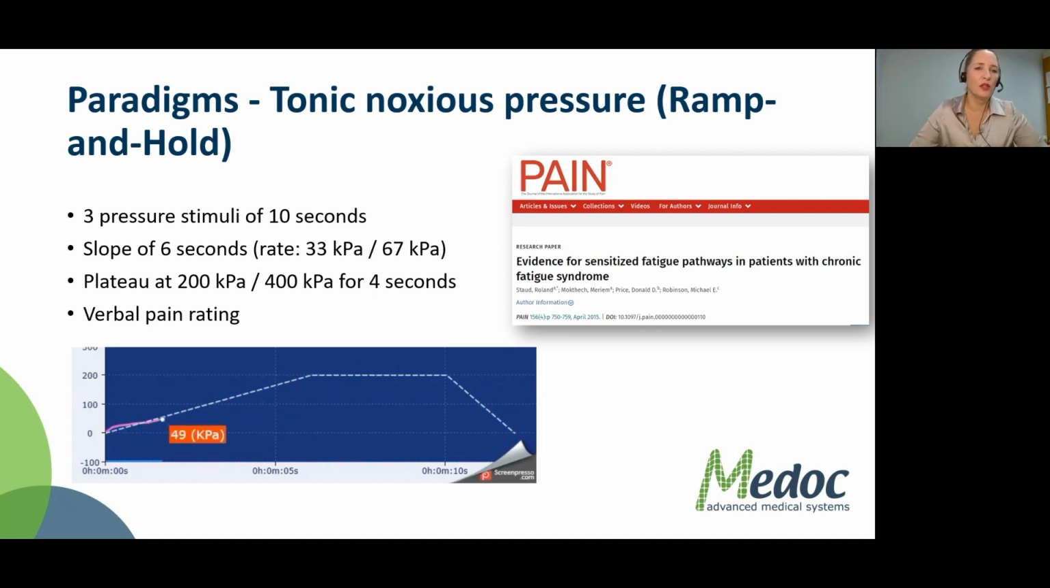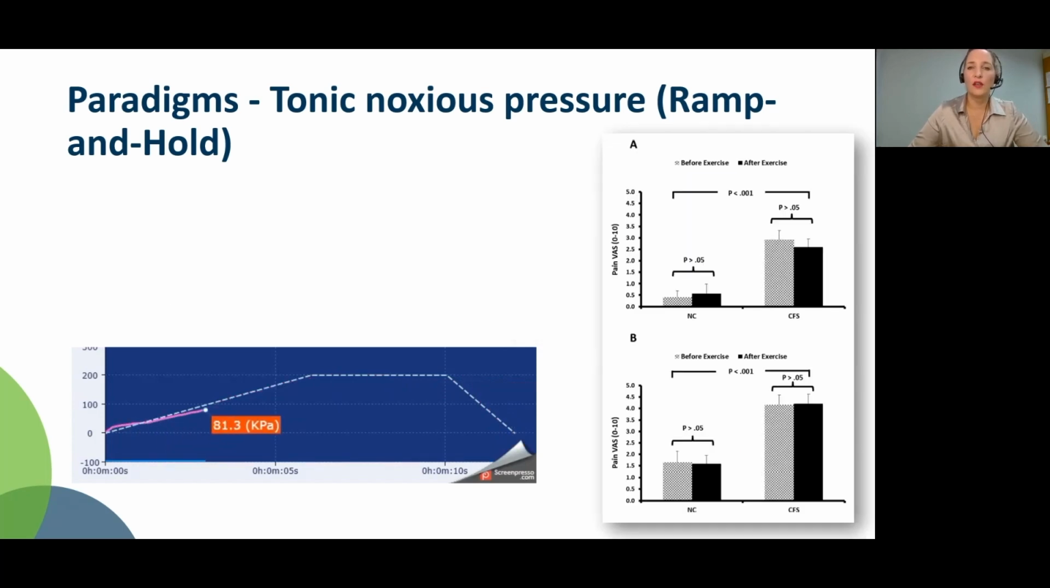What they did were 3 stimuli of 10 seconds, with a slope of 6 seconds and a plateau at 200 kilopascal or 400 kilopascal, and they adjusted the increase rate accordingly. So when they went to 400 kilopascal, they had a rate of 67 kilopascal per second. And they had the patients and the controls verbally rate their pain at the end of each stimulus. And what they found was that there was no difference in the patients nor the controls between before exercise and after exercise. So no difference at all.